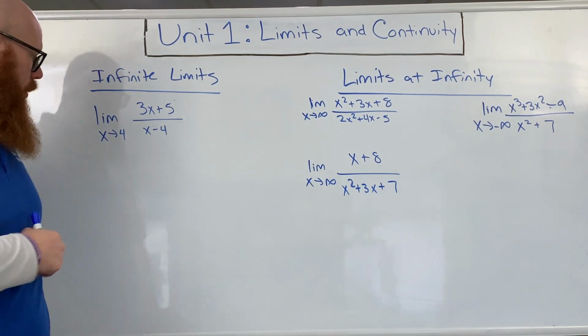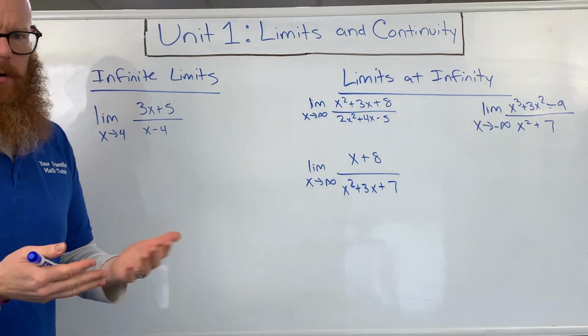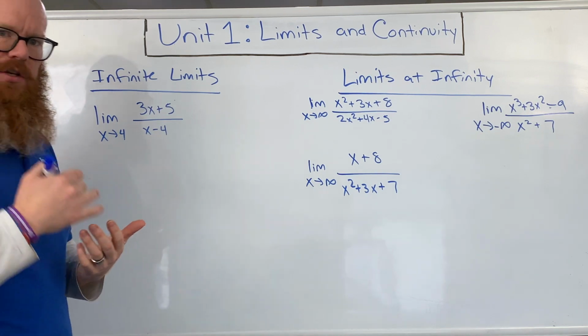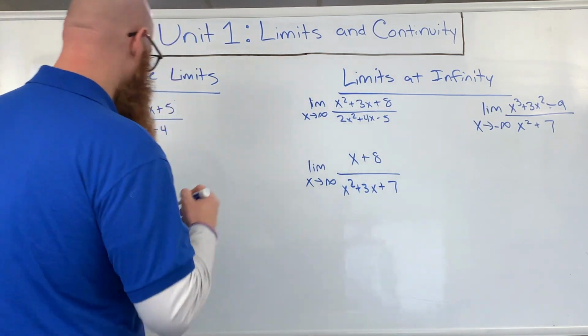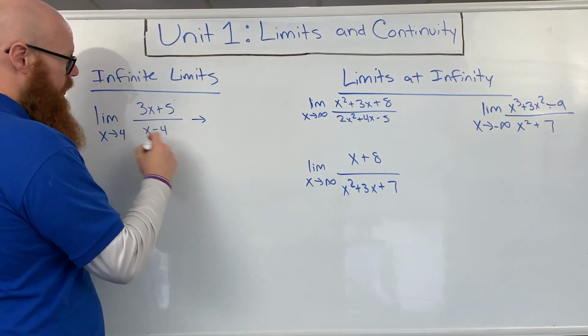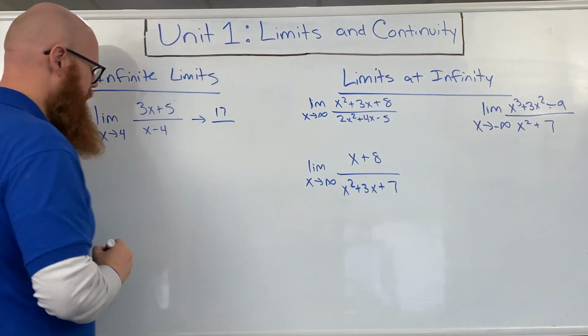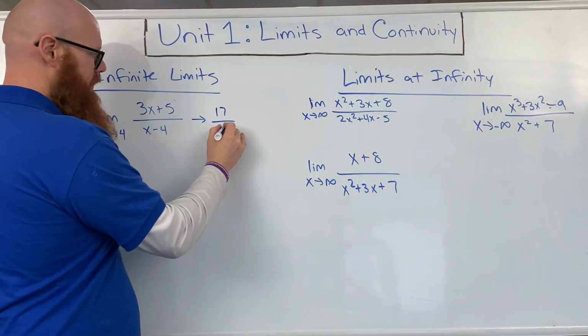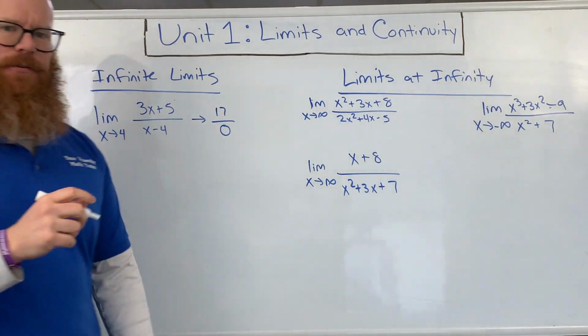So earlier in the video, we just did the limit as x goes to some number, and we said the first thing you want to do is plug that in, direct substitution. So if I do that, I get 4 plus 3, 12 plus 5 is 17. And 4 minus 4 is 0. This is different than what we got before.